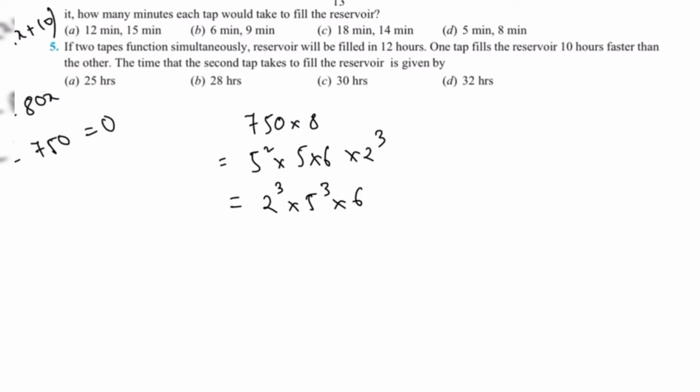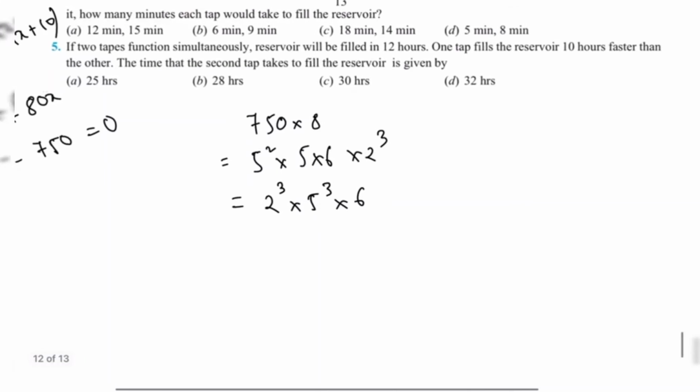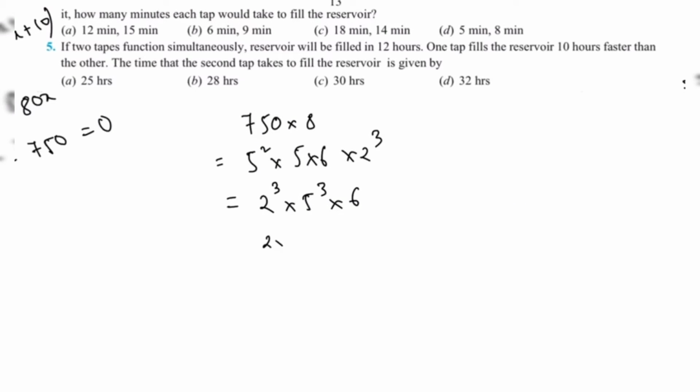We have 25 times 4, and then, okay, let's see. Yeah, if you take 50 here, you have 2 times 5 square, and then you will be left with 2 square times 5 times 6. So this is 50 and this is 120.